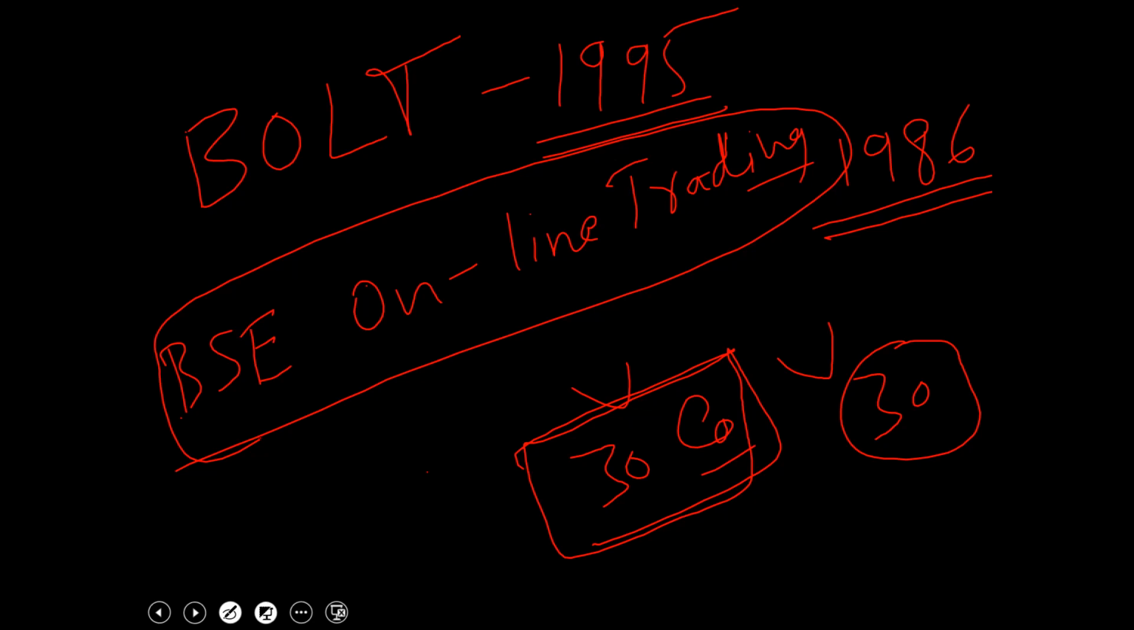Then in the year 1995, the Bombay Stock Exchange switched to the electronic trading system known as BOLT, that is BSE online trading. This is the first stock exchange in the world which introduced an internet trading system at a centralized level. Is it clear? This is regarding the history of Bombay Stock Exchange.